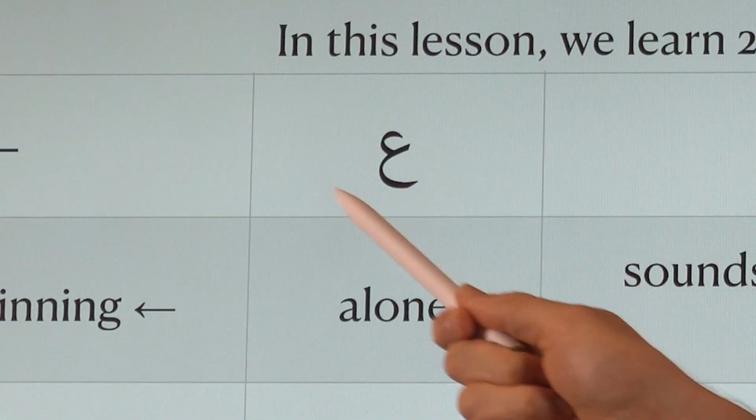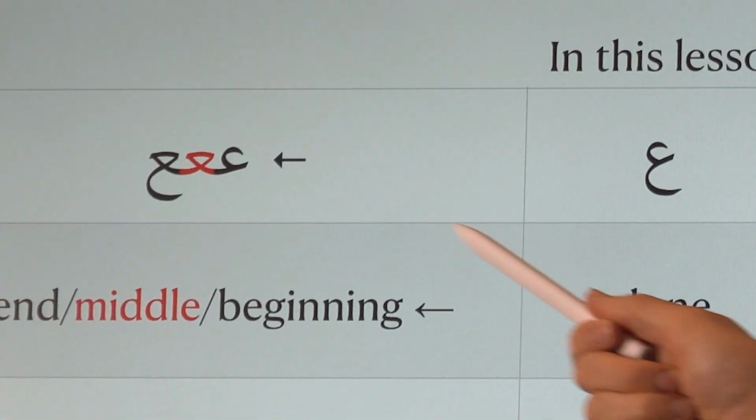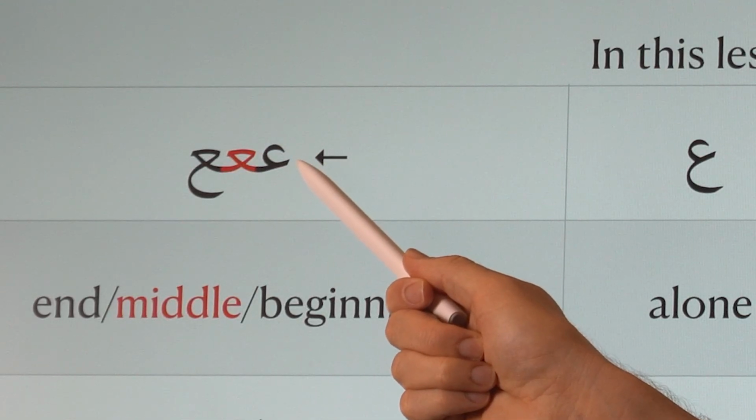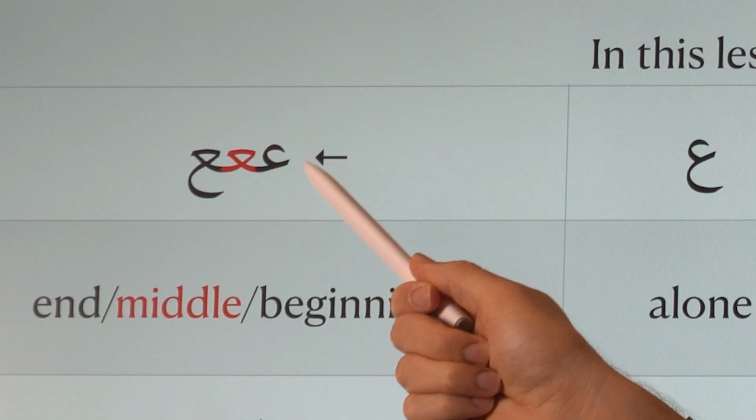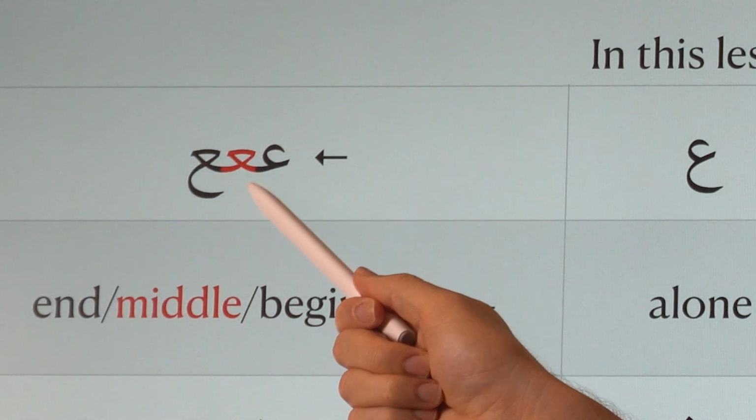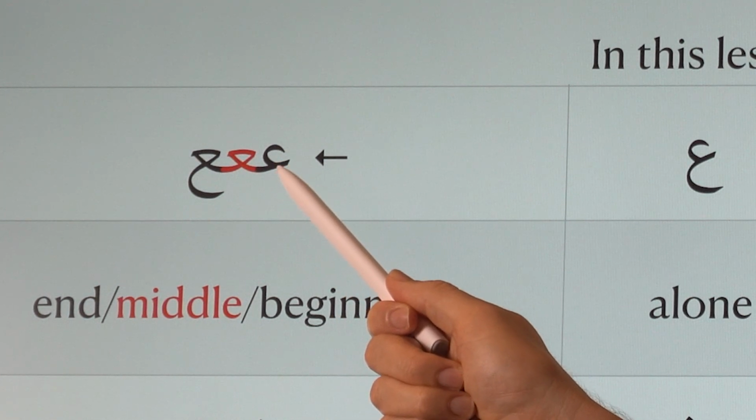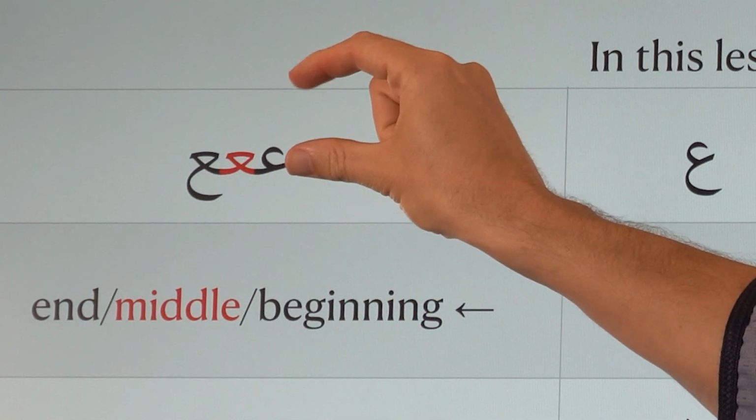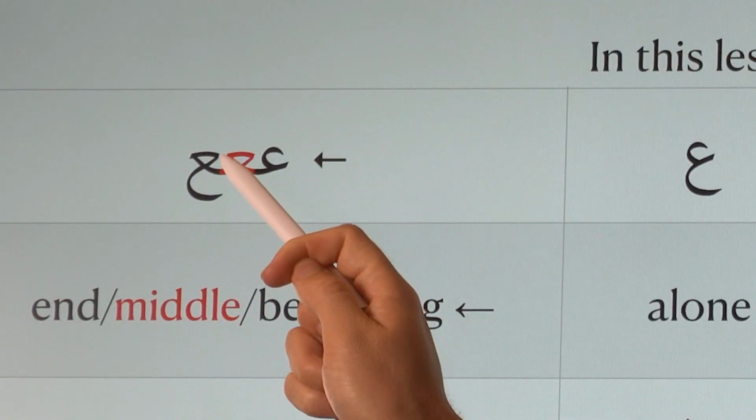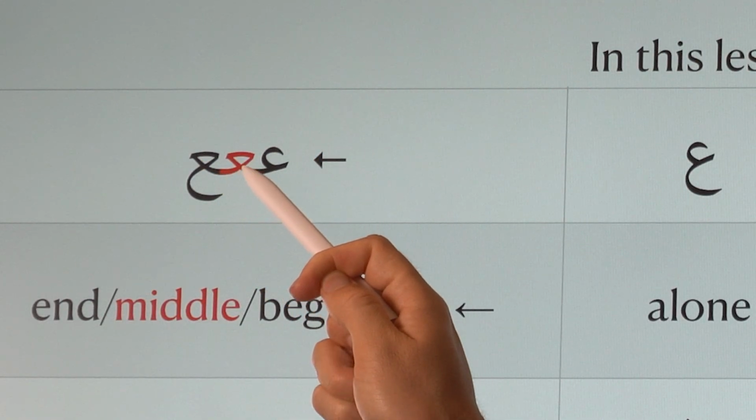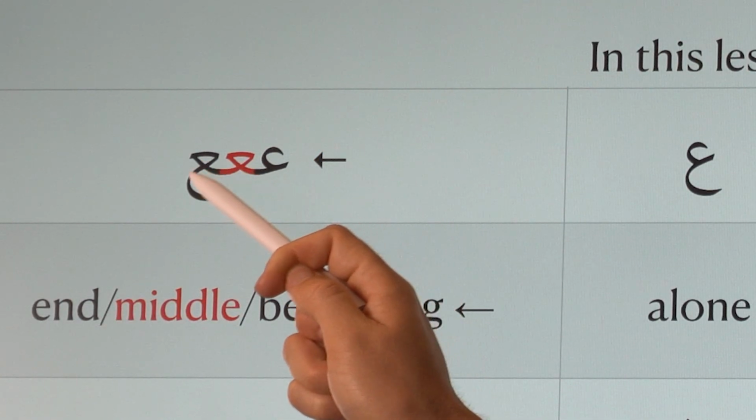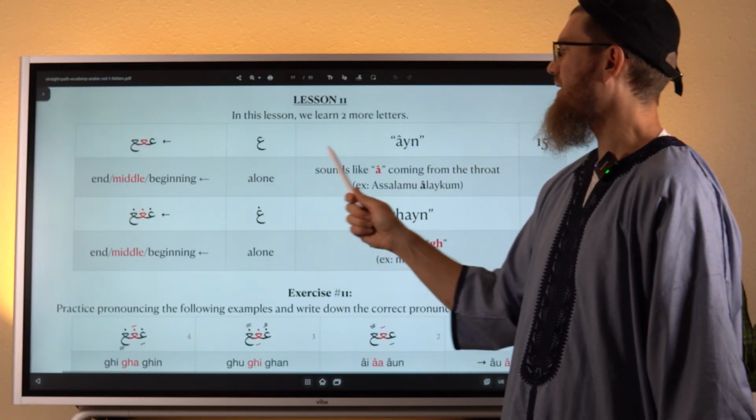It sort of has a hook above and a hook below, but when it begins a connection, it just keeps that hook above and then connects to the next letter. When it's in the middle of a connection, it looks kind of like a smushed circle, like somebody just took a circle and squeezed the top of it, smushed it down. And then when it ends a connection, it still has that smushed circle shape, but there's also that hook underneath. And this is the letter Ain.